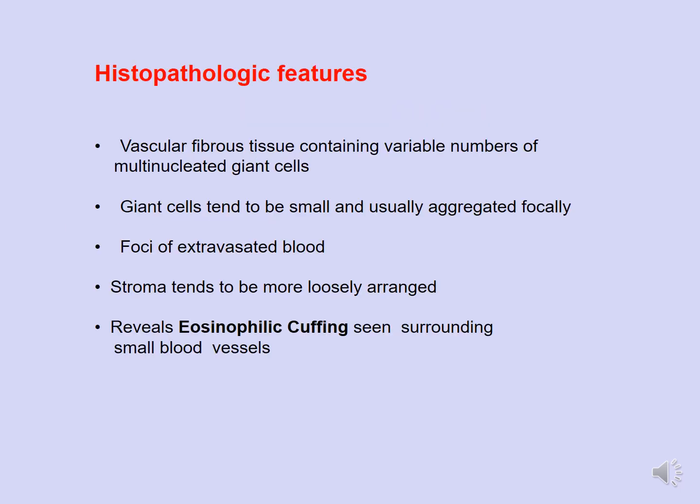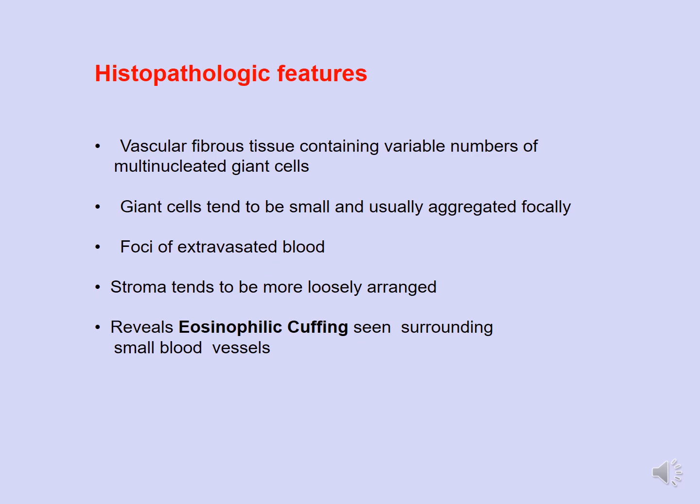So if we do a biopsy of this lesion, all right, if you take the sample from both sides, the histopathological features would be the same. You would see vascular fibrous tissue, with variable numbers of multinucleated giant cells. All right, the giant cells tend to be small and usually aggregated focally. Okay, foci have extravasated blood. The stroma tends to be more loosely arranged. There is eosinophilic cuffing that is seen around small blood vessels.